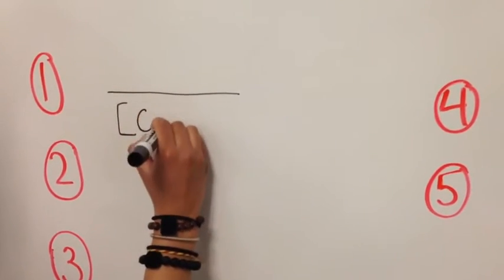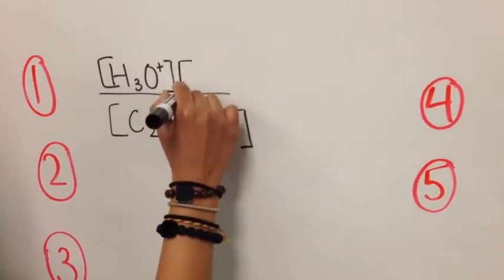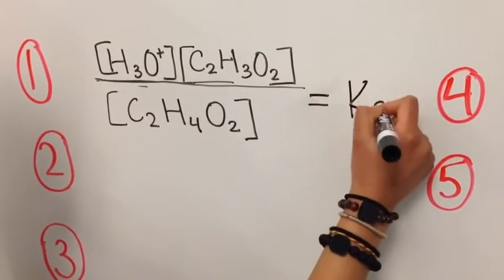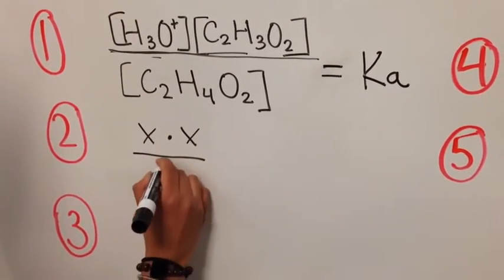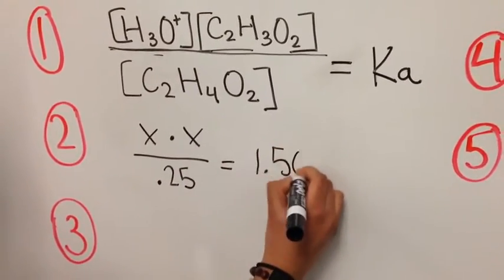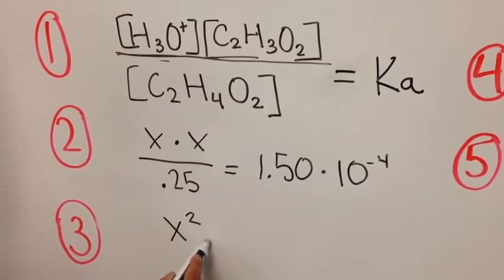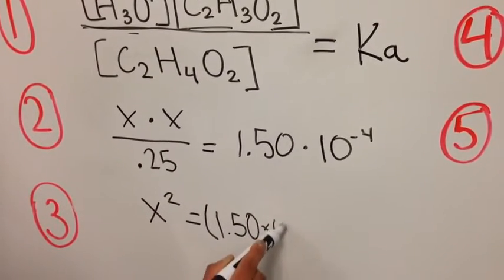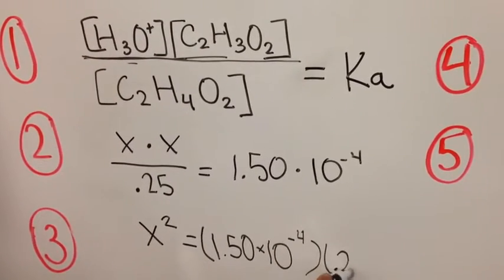Now it's time to solve for x using the Ka equation. Ka equals the concentration of hydronium times the concentration of acetate over the concentration of acetic acid. Taking the information we know from the chart, our equation will be x times x over 0.25 equals 1.50 times 10 to the negative fourth power. To isolate the x variable, we will multiply both sides by 0.25. Now, x squared equals 1.50 times 10 to the negative fourth times 0.25.